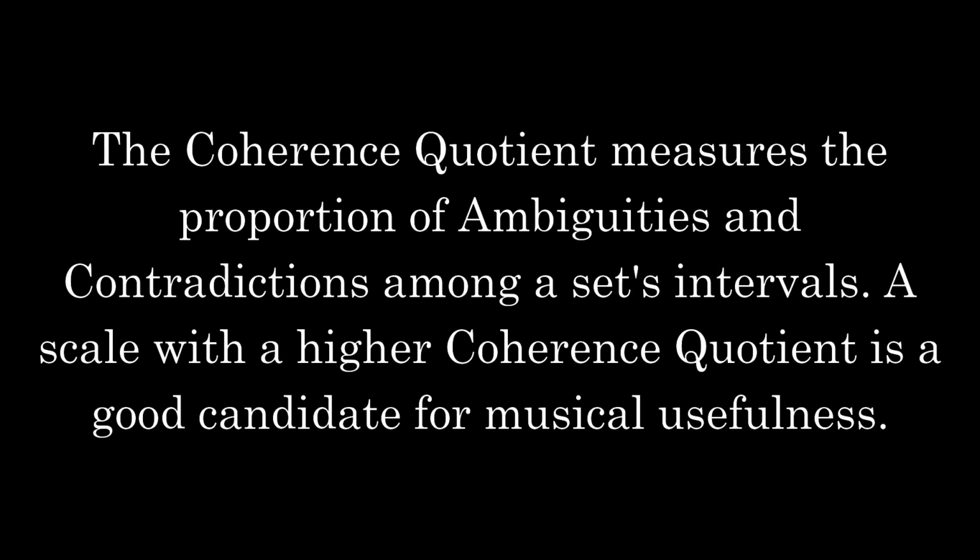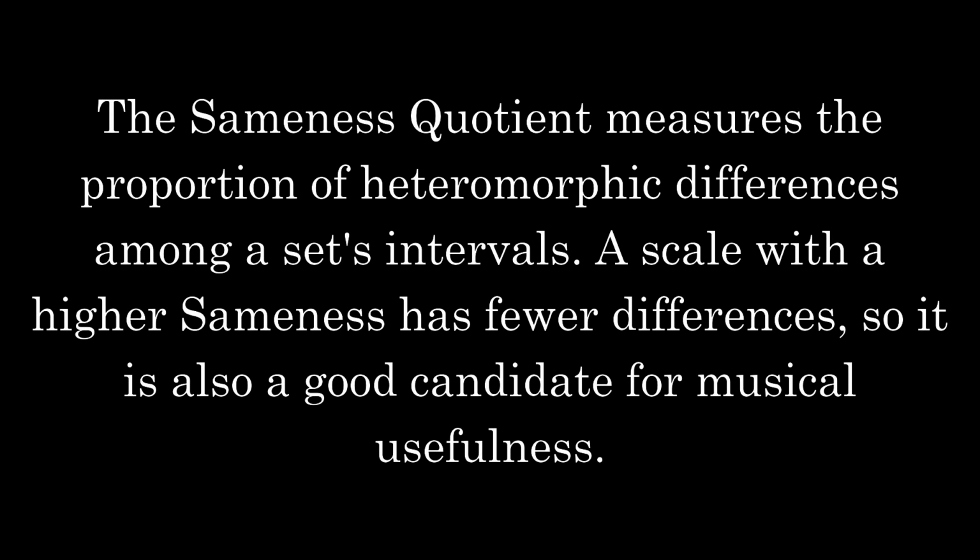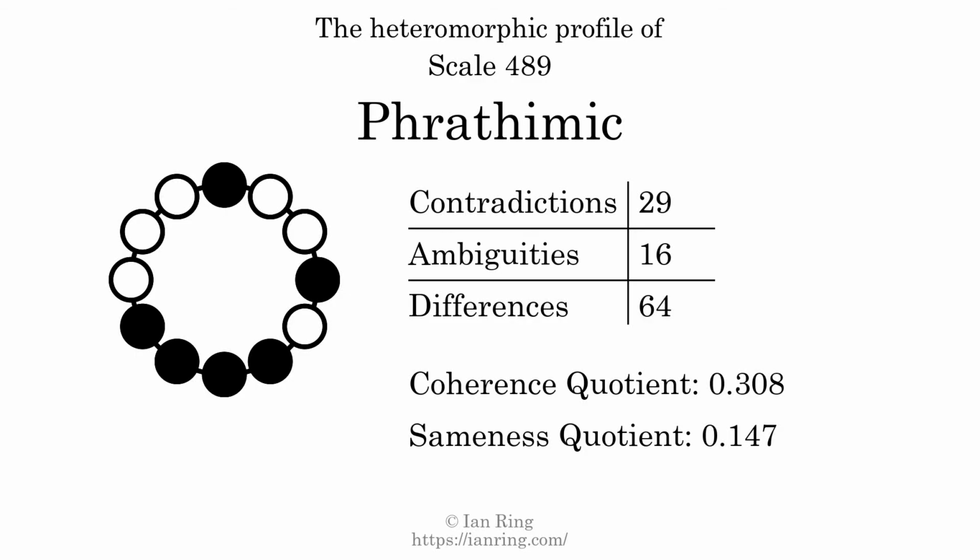The coherence quotient measures the proportion of ambiguities and contradictions among a set's intervals. A scale with a higher coherence quotient is a good candidate for musical usefulness. The coherence quotient is 0.308. The sameness quotient measures the proportion of heteromorphic differences among a set's intervals. A scale with a higher sameness has fewer differences, so it is also a good candidate for musical usefulness. The sameness quotient is 0.147.